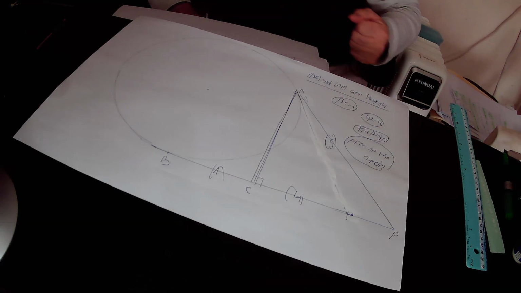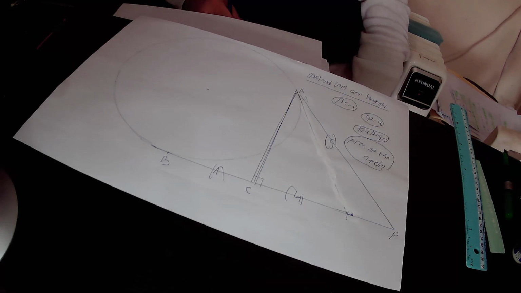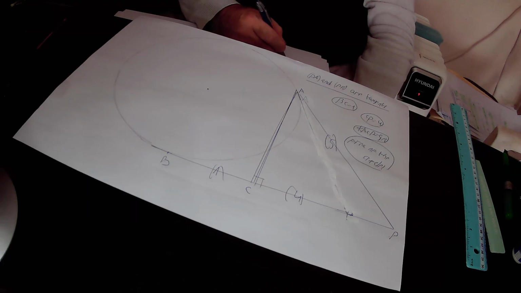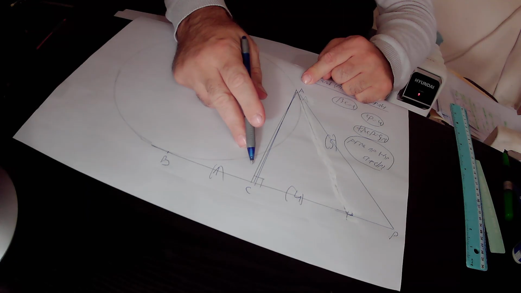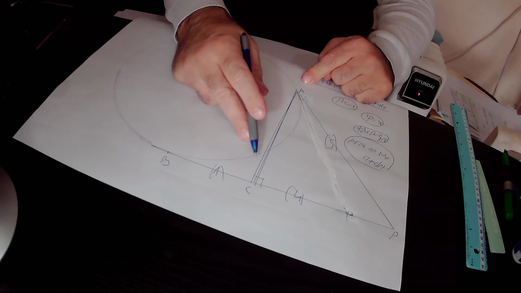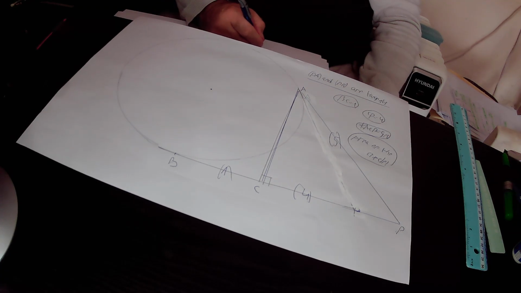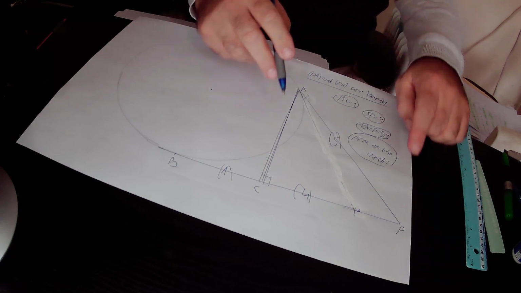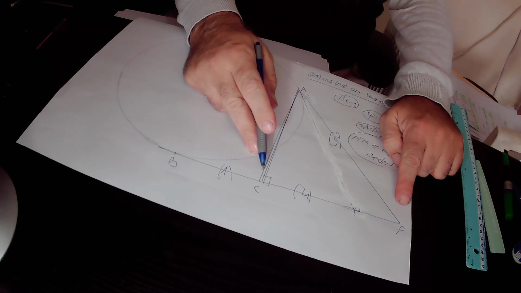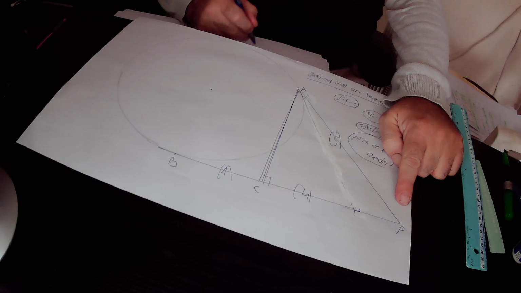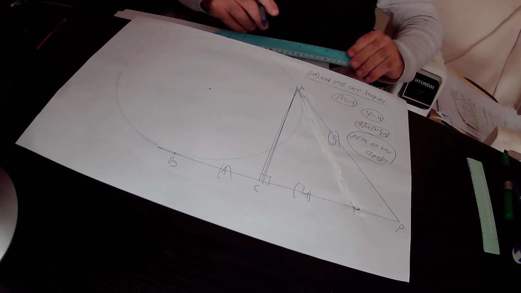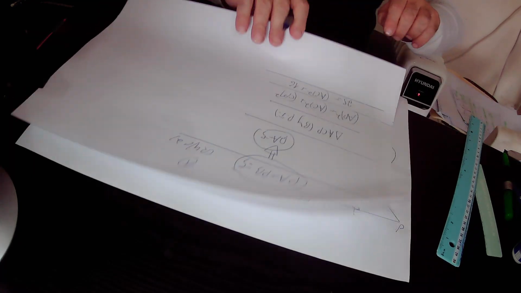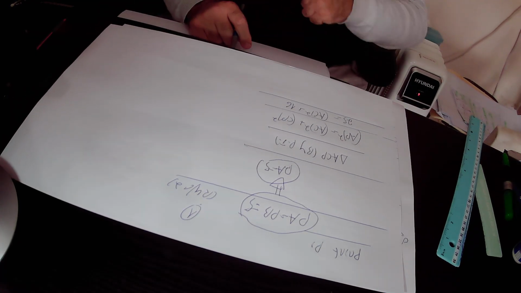AP is 5, and therefore AP squared is 5 squared, that is 25. And it equals AC squared. AC is the missing side, so we leave it as it is. So it is AC squared plus CP squared. CP is 4, therefore CP squared is 4 squared, which is 16. So in total, we found that 25 equals AC squared plus 16.